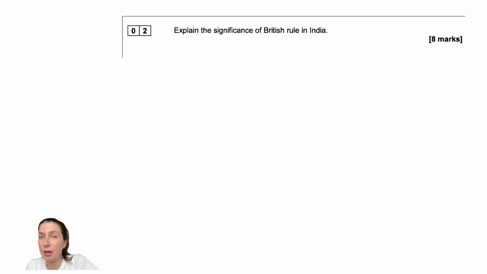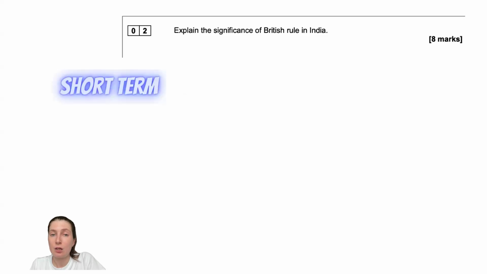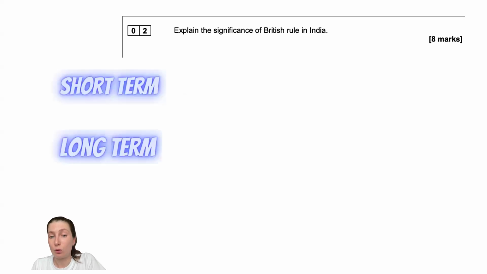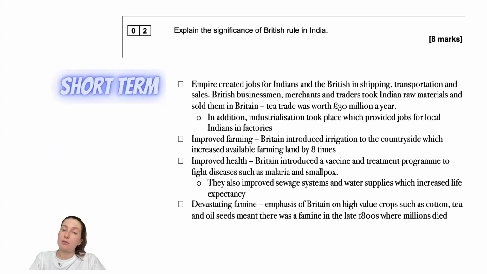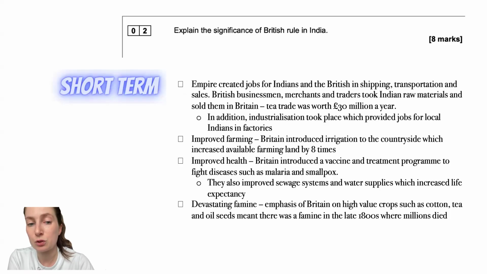Right, question 2. Explain the significance of British rule in India. So a significance question. Now, I think these questions are really, really easy to answer well if you know your structures and you have some prior thinking of your plans. So we're looking for short term and long term. One paragraph short term, one paragraph long term. I've just jotted down for you here what I would try to focus on. So short term, we're thinking about significant.